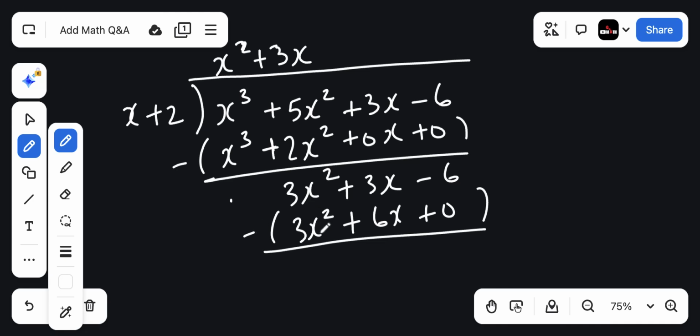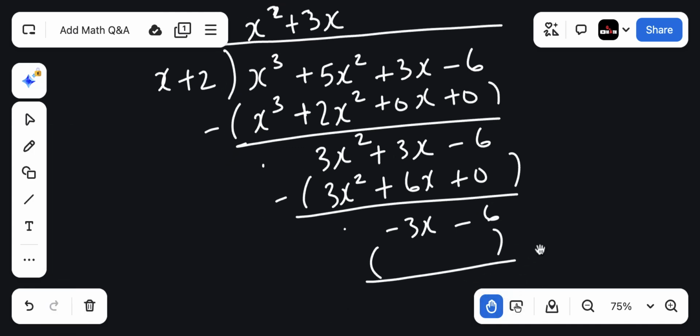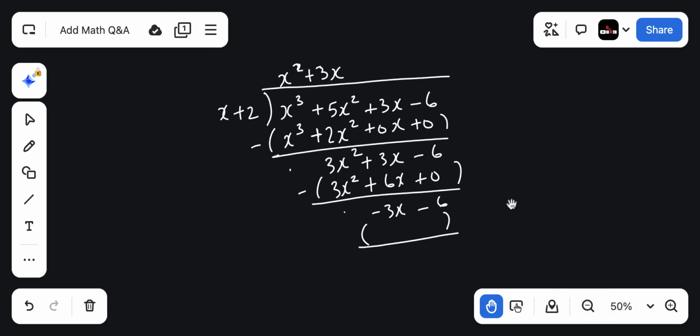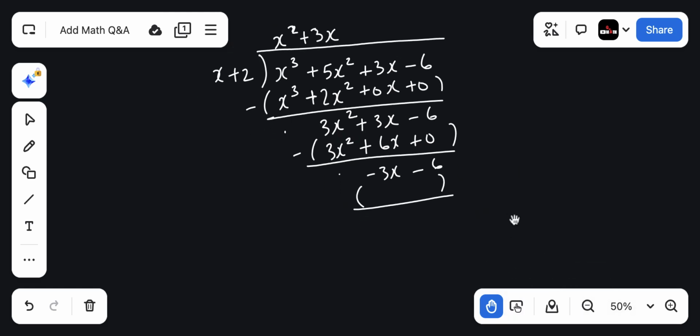We're going to go 3x squared minus 3x squared is 0. 3x minus 6x is minus 3x. Minus 6 minus 0 is minus 6. We're almost there. This is our new dividend again. All right, we're going to shift this up a bit. Maybe I can make this a little bit smaller. Perfect. All right, this is way better.